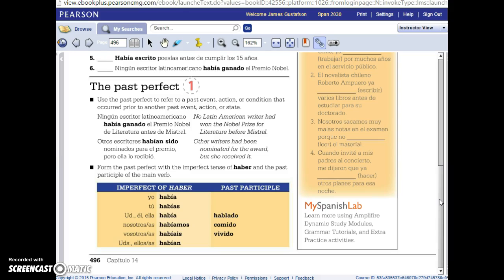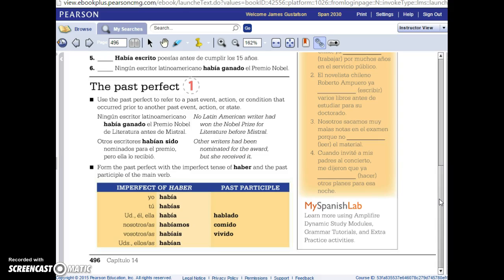Right? Otros escritores habían sido nominados para el premio, pero ella lo recibió. Other writers had been nominated for the award, but she received it. So when she received it, which is in the past, before that, other people had been nominated.